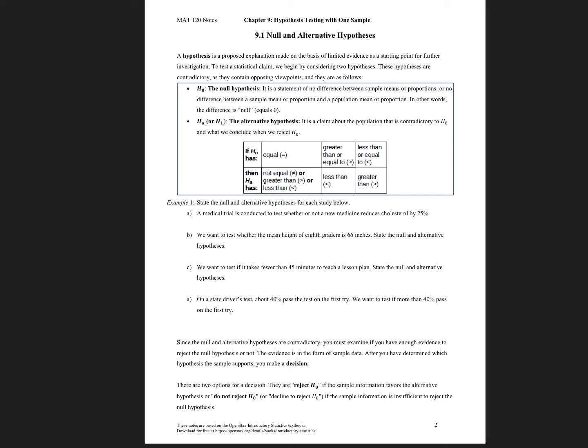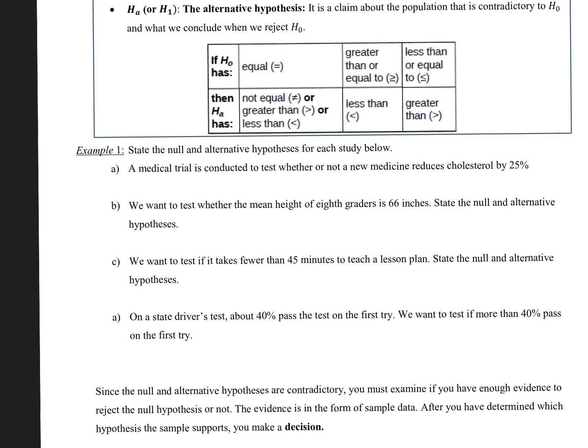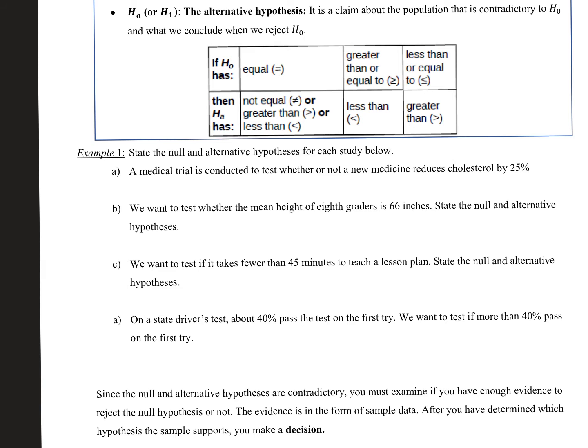Let's take a look here at example 1, letter A. A medical trial is conducted to test whether or not a new medicine reduces cholesterol by 25%. So we are given a percentage of 25% here. I'm going to write that as a decimal.